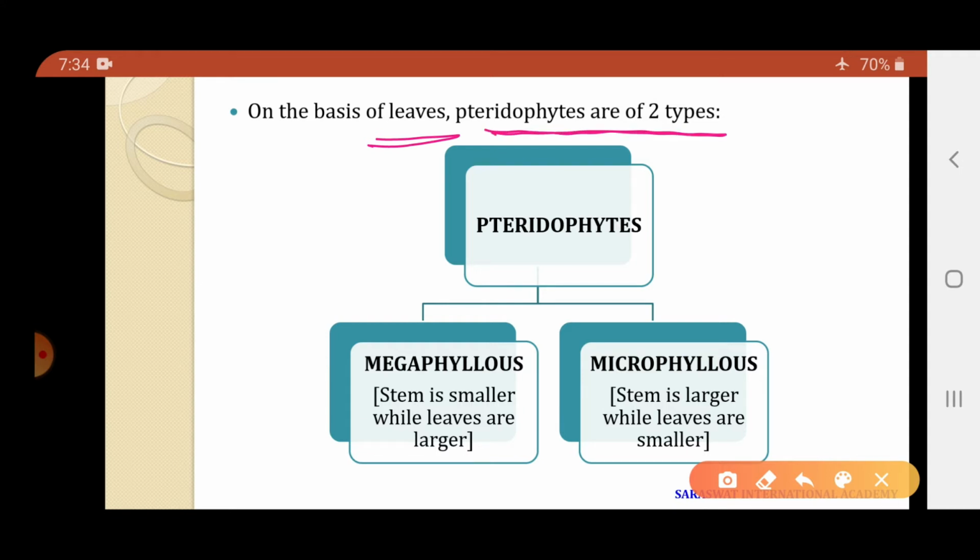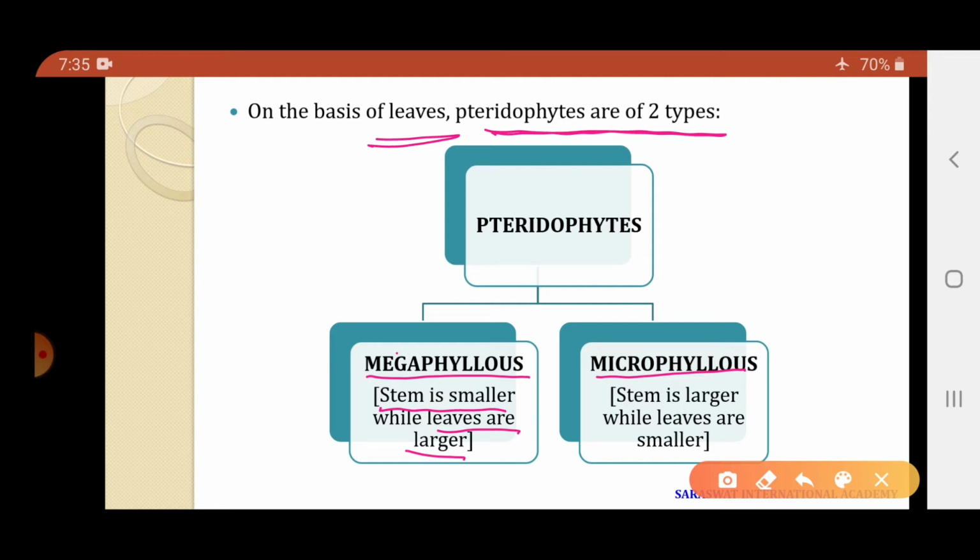Now, when we talk about their leaves, on the basis of the leaves the pteridophytes can be divided into two types. The first type is megaphyllous. Mega means large, and phyllis means leaf. What are megaphyllous pteridophytes? Those pteridophytes where the stem is smaller but the leaves are larger are called megaphyllous. Mega means large and phyllis means leaves. So pteridophytes with larger leaves are called megaphyllous pteridophytes.